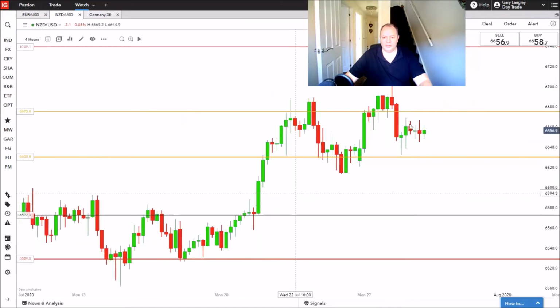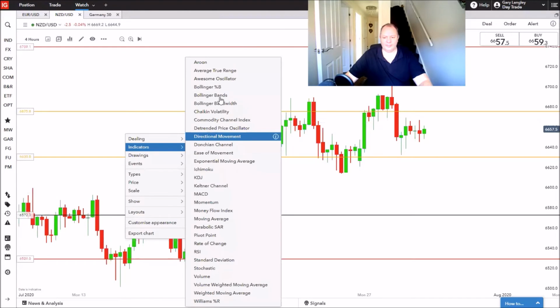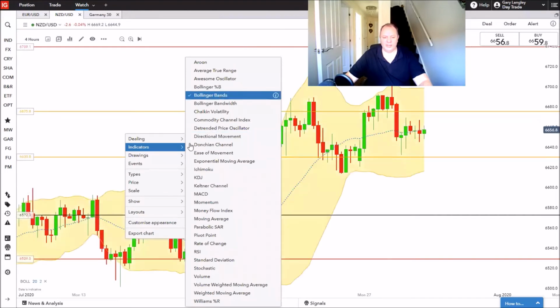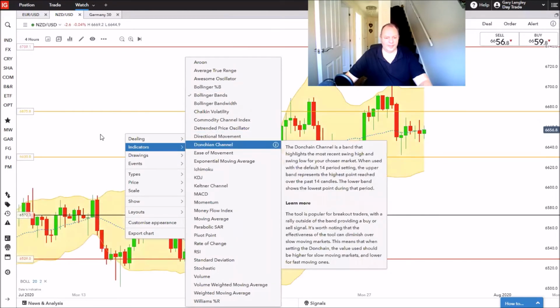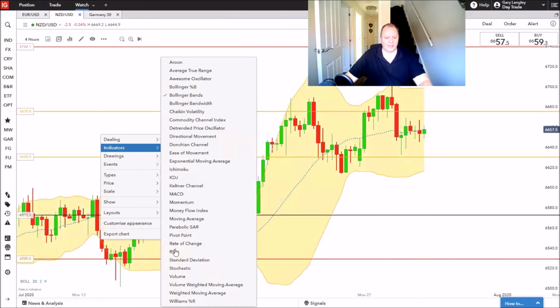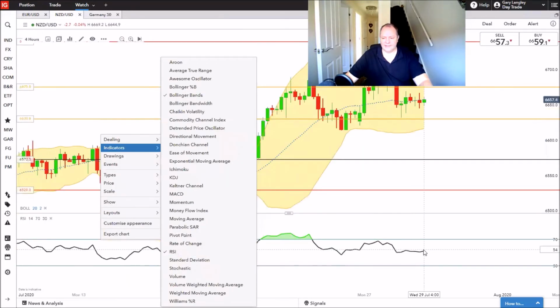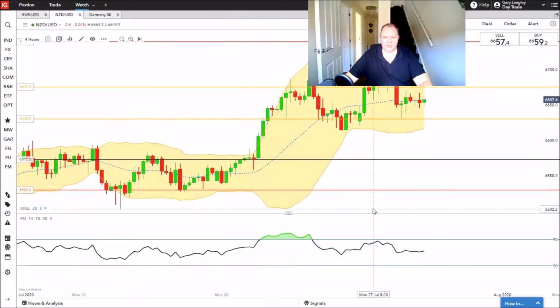So we're in the middle. As you can see, it's all green. Bolly on. Bang in the middle of the Bollinger. Basic RSI. It's above the 50, curling up. It's high probability.